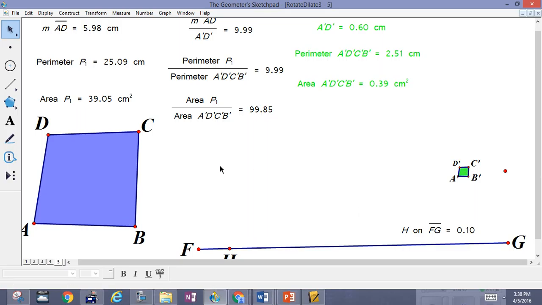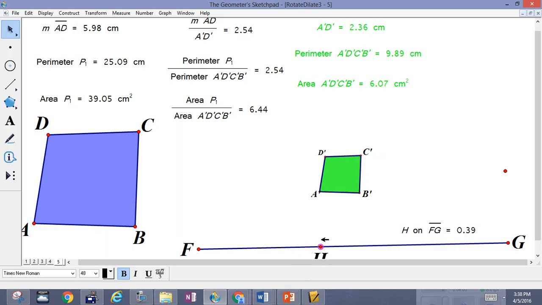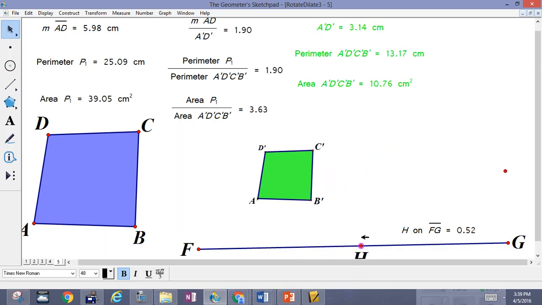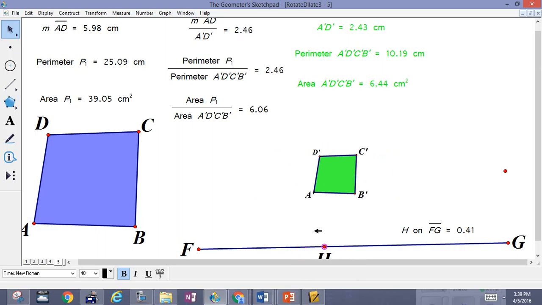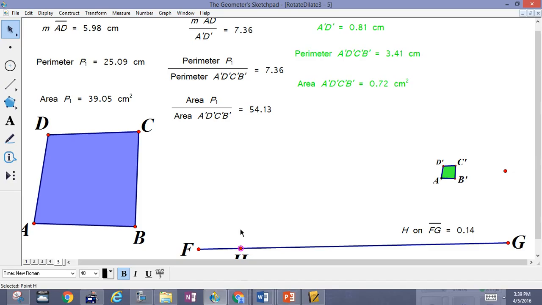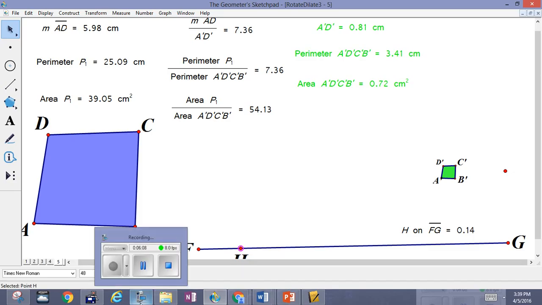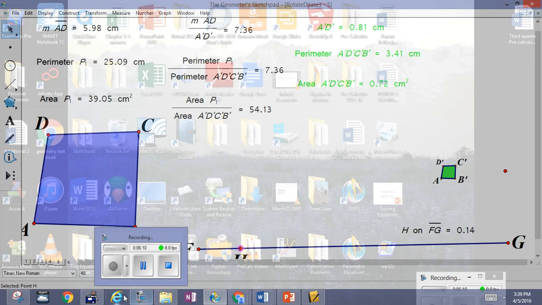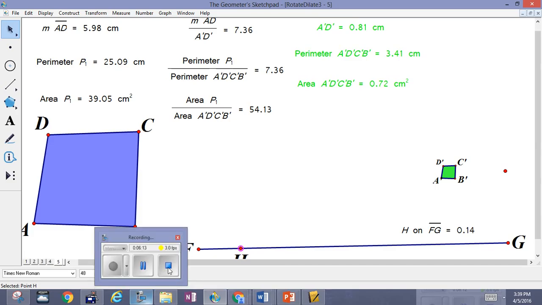So that's the lesson. The ratio of the areas of similar polygons is the square of the ratio of their sides. That's what you want to remember for the exercises we're going to have, and that is it.